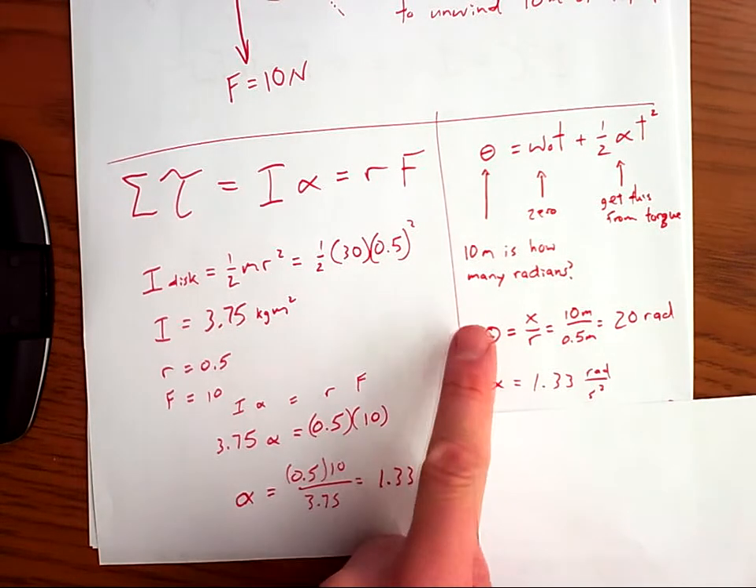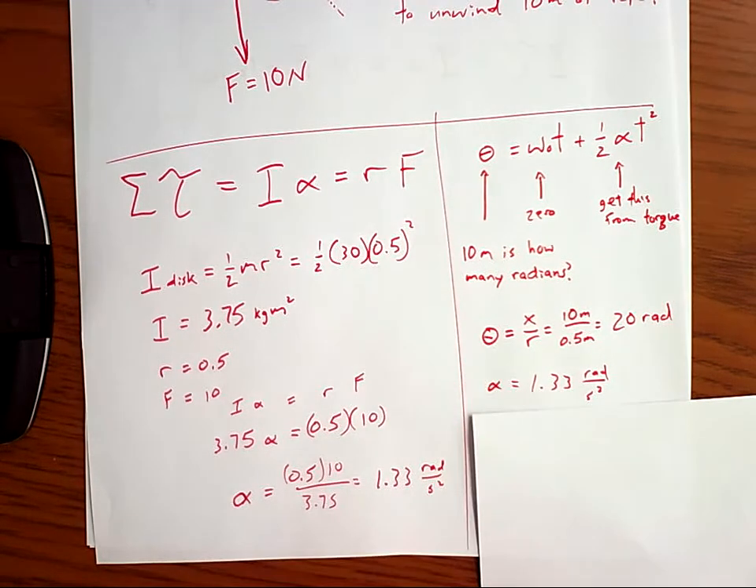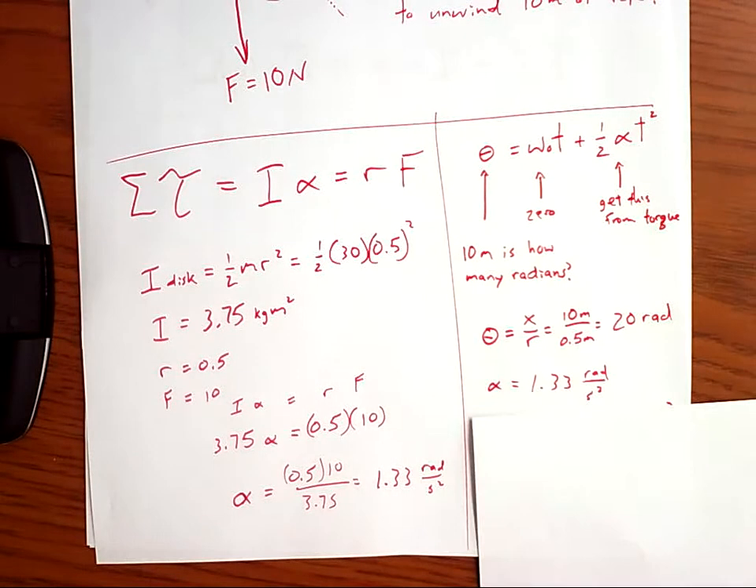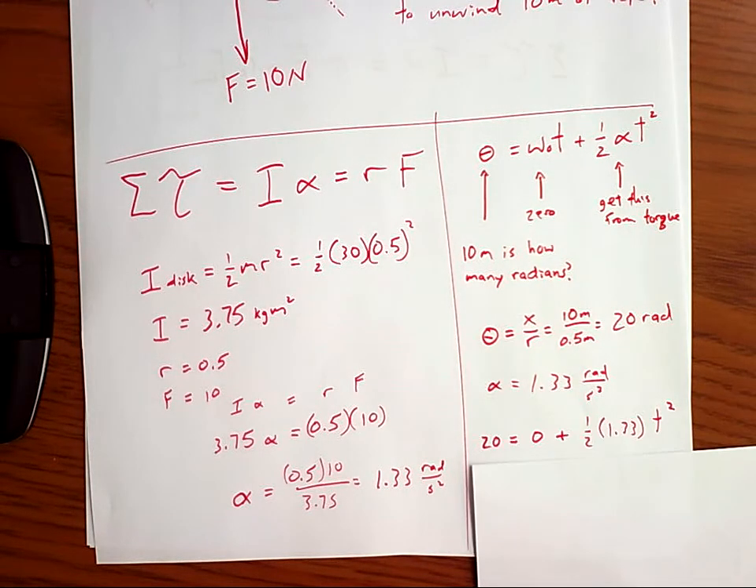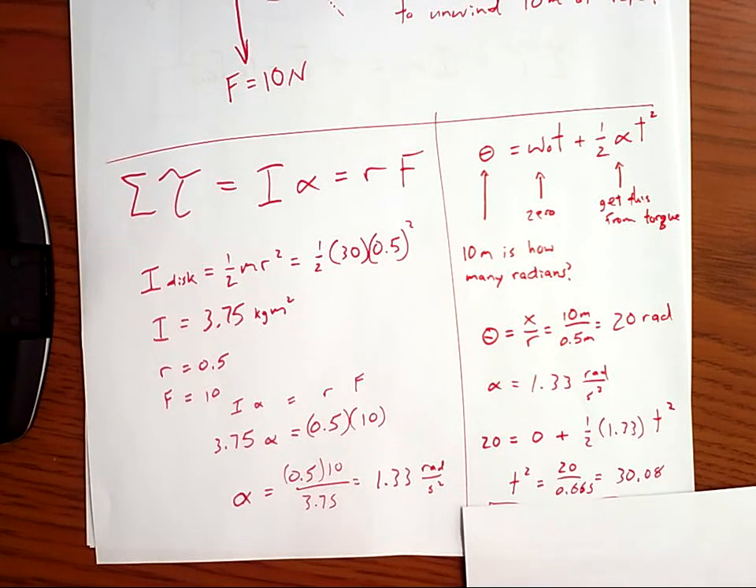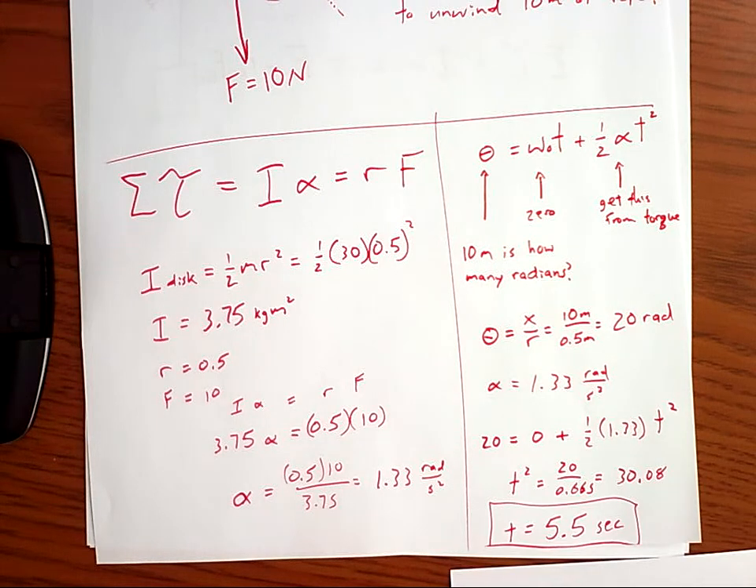I have theta, I have alpha, and I can plug that into my kinematic equation and solve for t. So 20 is equal to 0 plus 1/2 alpha t squared. Solve for t. T squared is equal to 20 divided by 0.665, which is 30.08. And then we take the square root of both sides to get a time of 5.5 seconds.